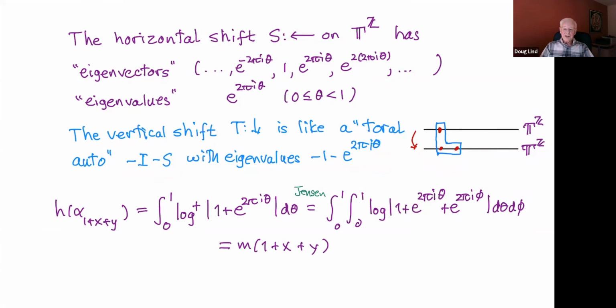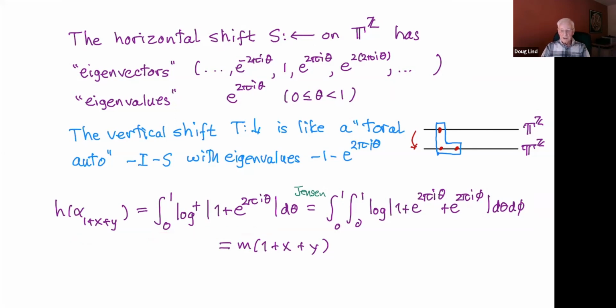So if there's any justice in the world, if you believe in continuous sort of limits of finite approximations, for a toral automorphism, you add up log plus over the eigenvalues. So here you should integrate log plus of these eigenvalues. In other words, this entropy should be the integral of log plus of those eigenvalues.